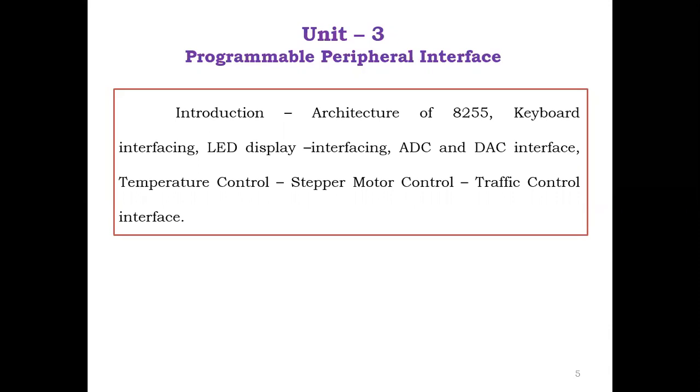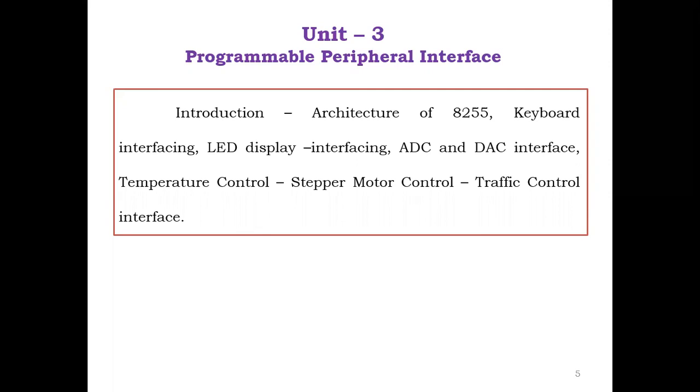Okay, so today we are going to see Unit number 3, that is Programmable Peripheral Interface. Last class we discussed the architecture of 8255. 8255 is a programmable peripheral device which is used for generating the ports, port A, port B, port C, like that we discussed. Then we discussed the different modes available in the 8255.